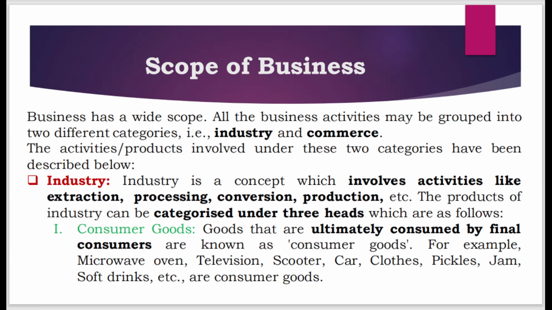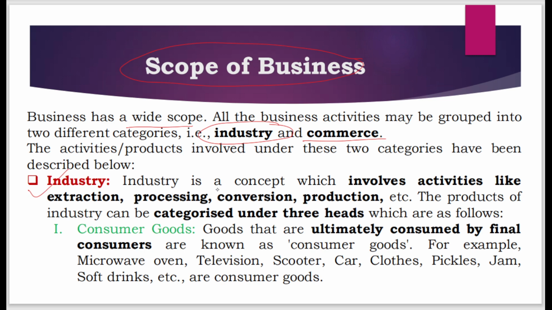So first of all, let's see what the scope of business is. As we know, business has a wide scope. All business activities may be grouped into two categories, that is industry and commerce. The activities involved under these categories are described below. We can describe industry and commerce separately.